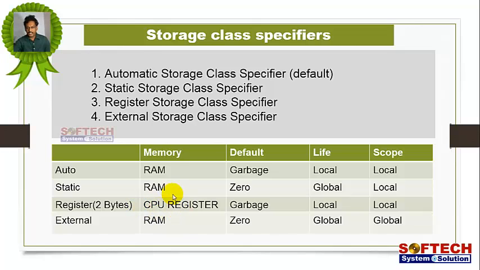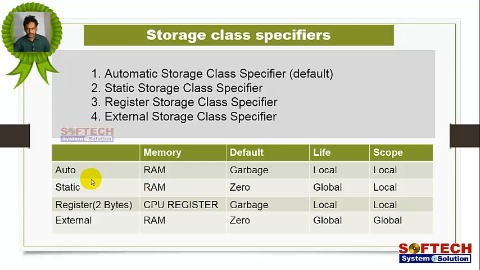So we can allocate 2 bytes from register by using the register storage class specifier, but we can allocate only 2 bytes, that is only one integer variable. We cannot allocate 2 variables by using the register storage class specifier, because the register has only 2 bytes. The default value is garbage, life is local, scope is local. Then the external storage class specifier: the memory is RAM, default value 0, life global, scope global.